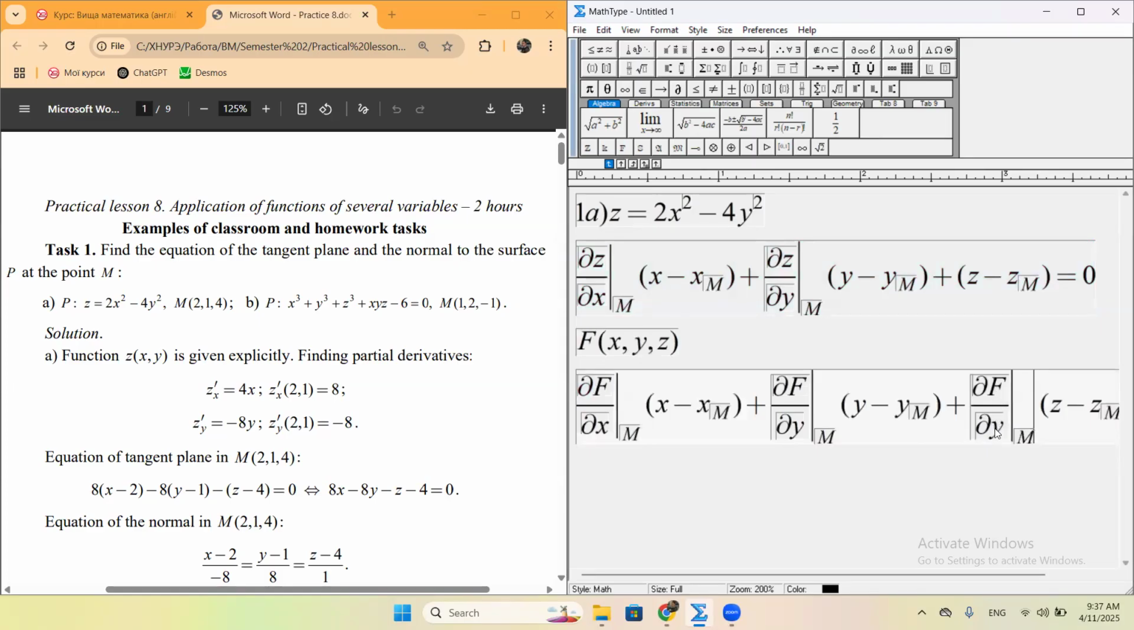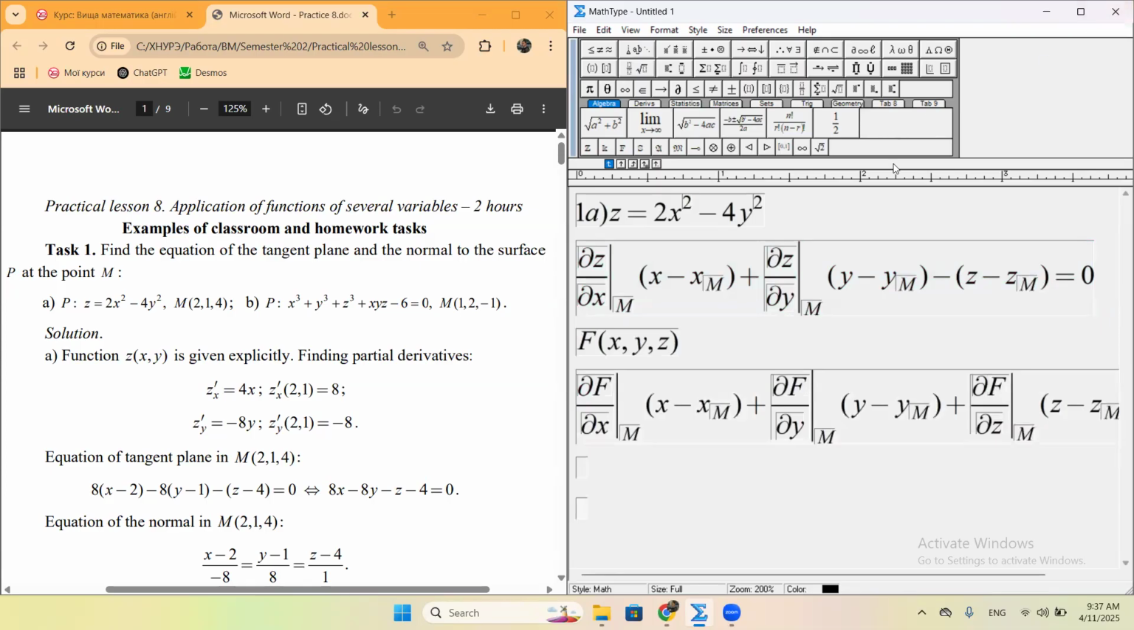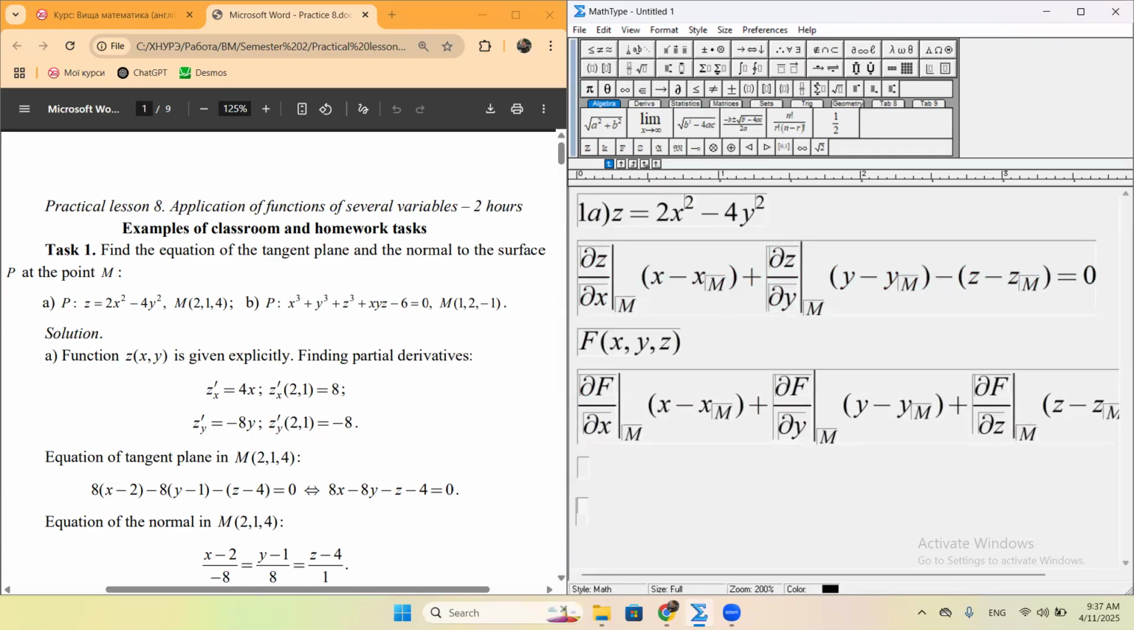Here must be 0, or must be minus. So dF by dz here. So this is the equation of the tangent plane. And what about the normal? So the equation is the following.